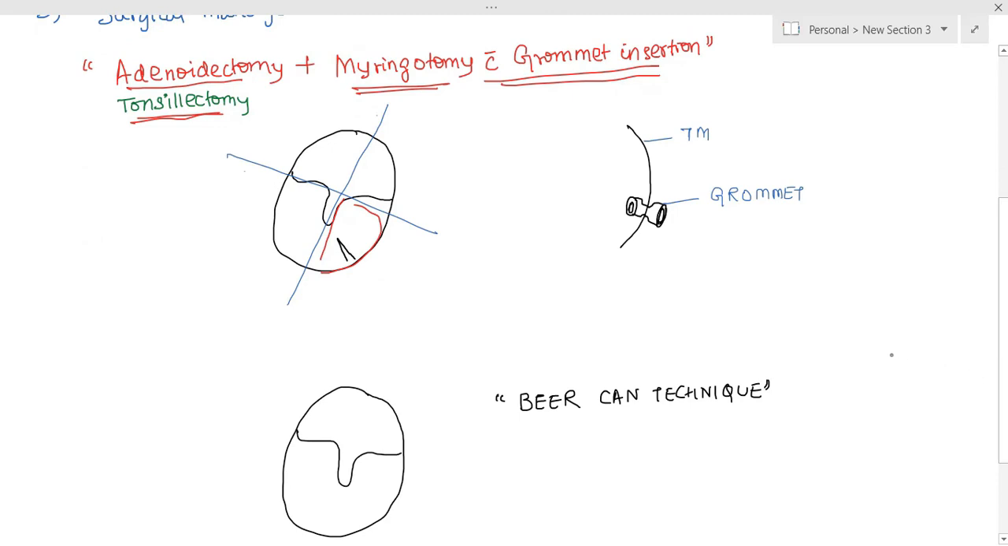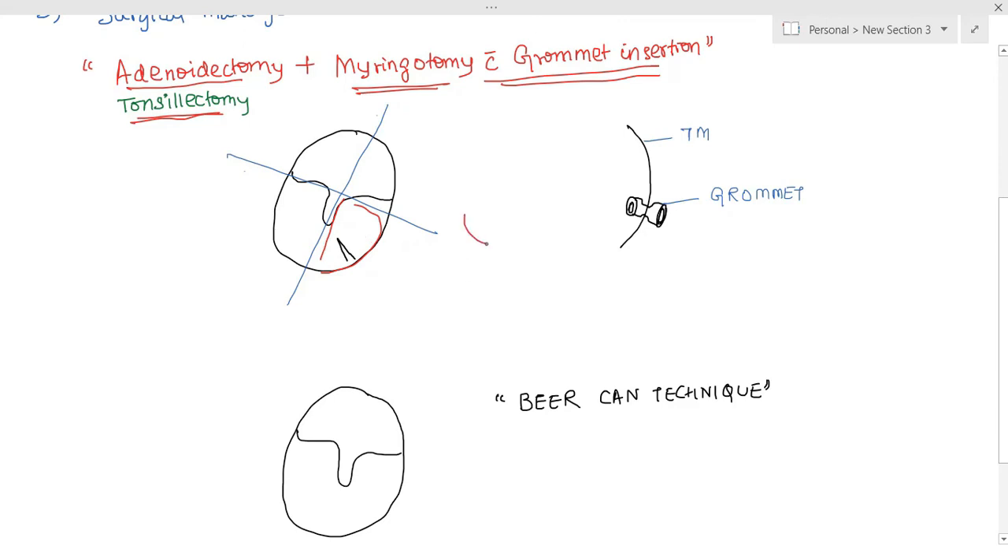So myringotomy, as the name suggests, you can know tympanic membrane and opening. So we just give a small nick on the tympanic membrane and we let the fluid drain out. Okay, now we prefer radial incision in here. Okay, we give a radial incision in the anterior inferior quadrant of the tympanic membrane, and we insert a grommet inside.